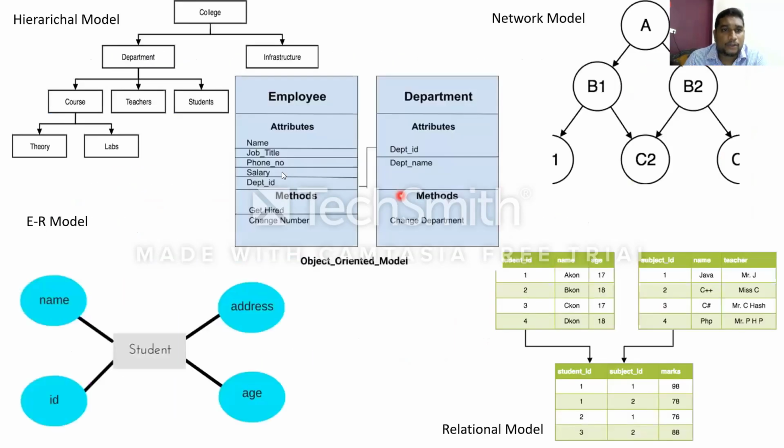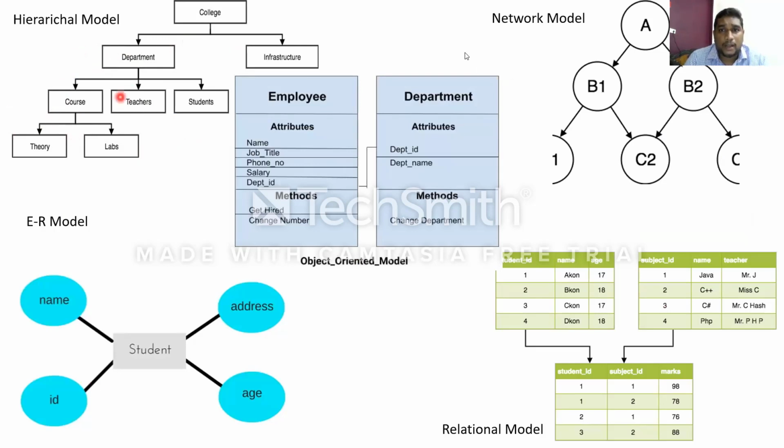Okay, next, coming to the various models. These are the various models for creating the database structure. First of all, we use a model called the hierarchical model. In this hierarchical model, data is in the form of a tree. The drawback here is that when a parent node is lost, automatically all the data is lost.